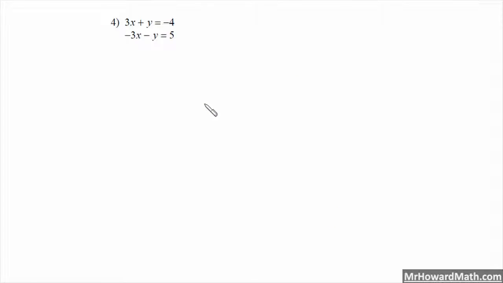All right, last example for this video. We have 3x plus y equals negative 4 and negative 3x minus y equals 5. So we're solving by substitution. So the first step is to solve for either x or y in either equation. So I'll look for the easiest one. I think solving for this y right here would be the easiest. It has a coefficient of positive 1. This y has a coefficient of negative 1 instead of positive 1, so it would still work out, but this one will be the easiest.